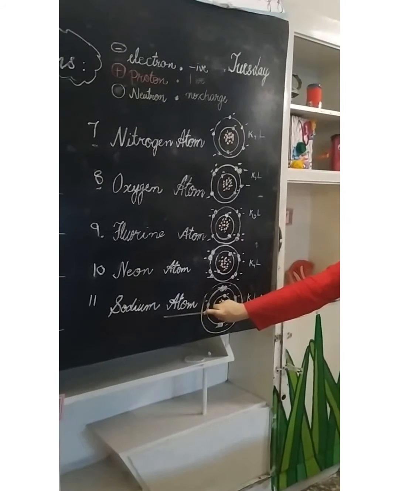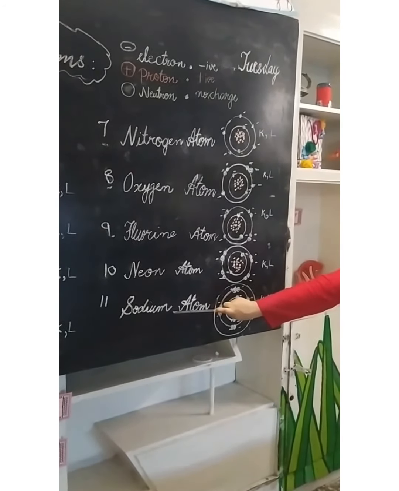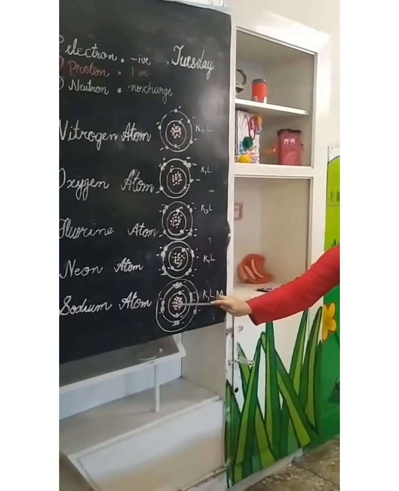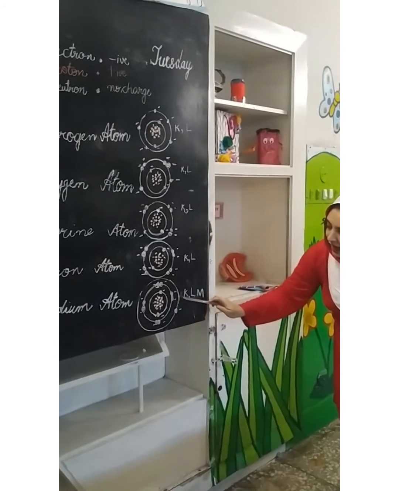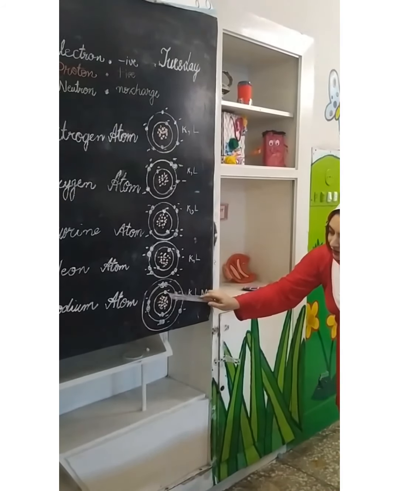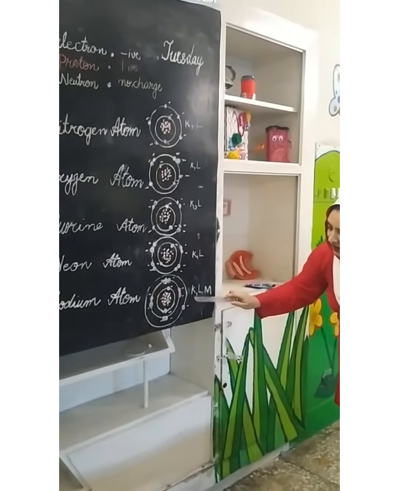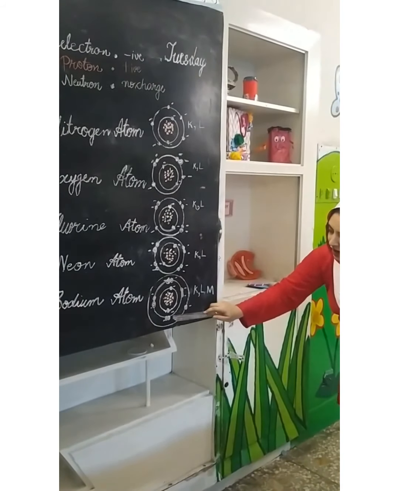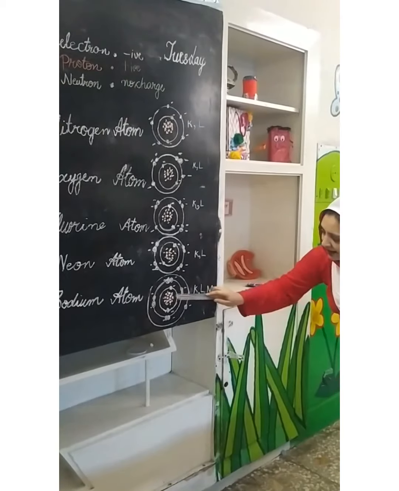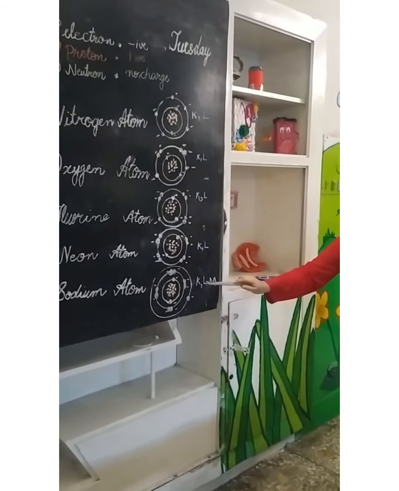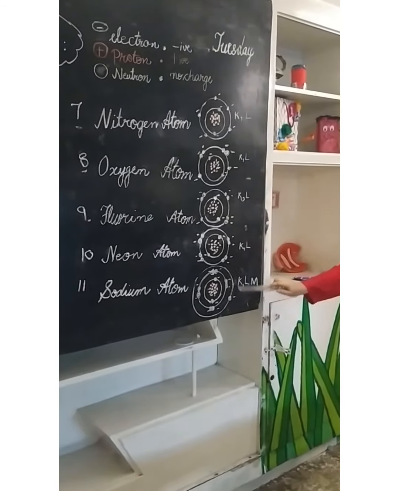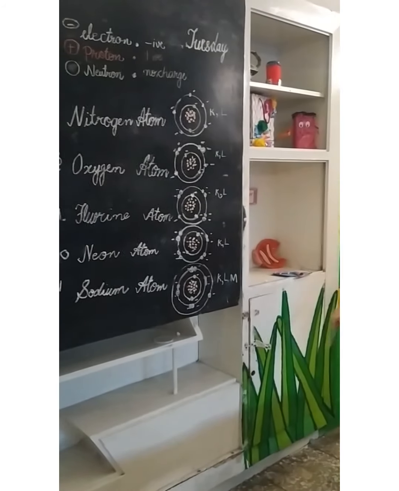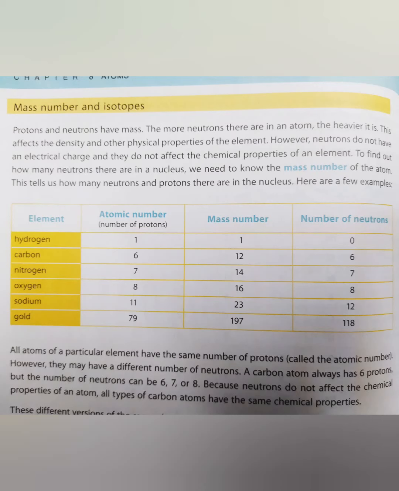Here we move to sodium atom, that is making salt mostly. Sodium has 11 protons and 11 electrons. See, 2 electrons in K shell, 8 electrons in L shell, 1, 2, 3, 4, 5, 6, 7, 8, and 1 electron in the outermost shell, that is M shell. Till now we have done page number 91. Draw the diagrams in your journals.